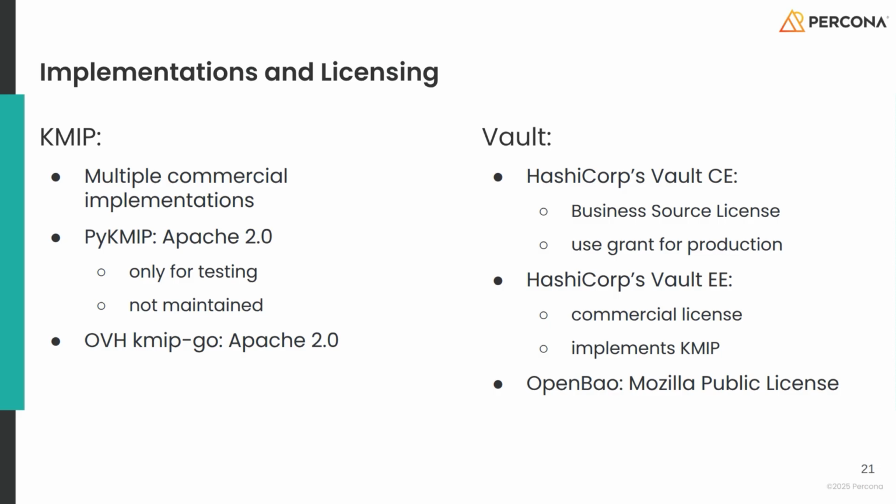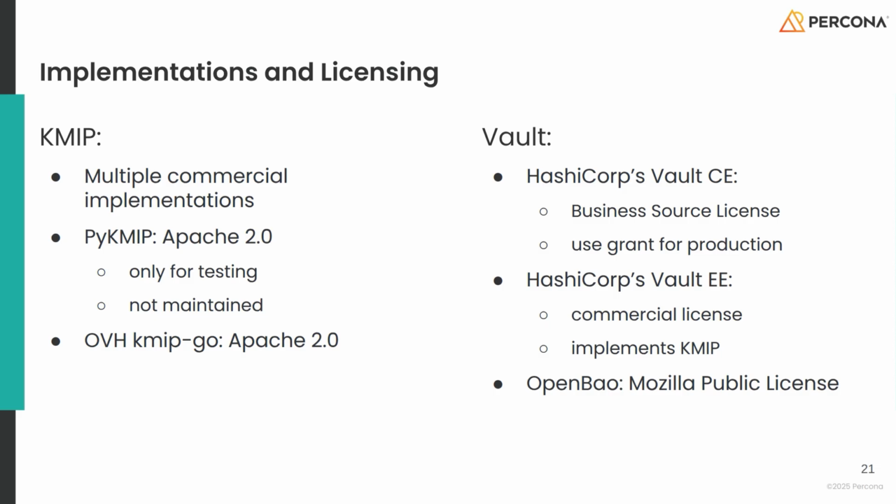And the Enterprise Edition, which obviously has a commercial license, but interestingly, it implements KMIP. So if you are okay with the licensing and cost, you can have both worlds in one piece of software. Finally, there is the OpenBao project, which is backed by the Linux Foundation and re-implements Vault Community Edition under a true open source license.